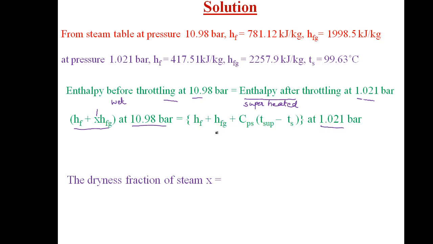So to find the enthalpy of superheated steam, we use this formula: hf + hfg + Cps × (T_sup − Ts), where hf is the enthalpy of saturated liquid, hfg is the latent heat of vaporization, Cps is the specific heat of steam at constant pressure, T_sup is the temperature of superheated steam, and Ts is the saturation temperature. This saturation temperature is obtained from the steam table.